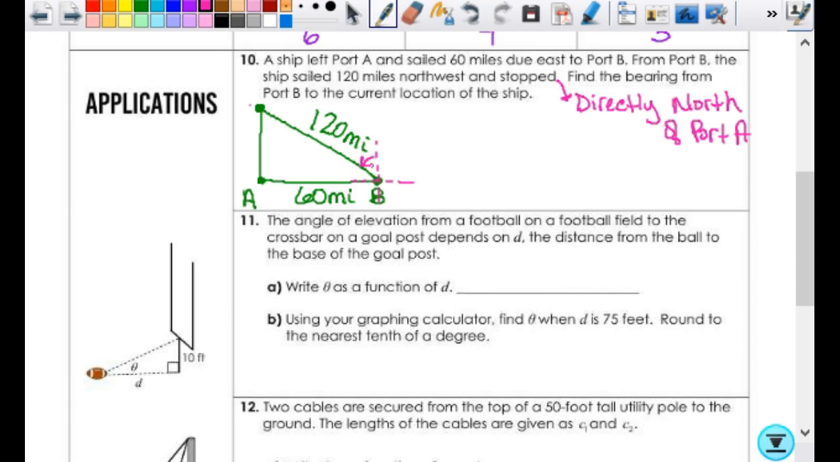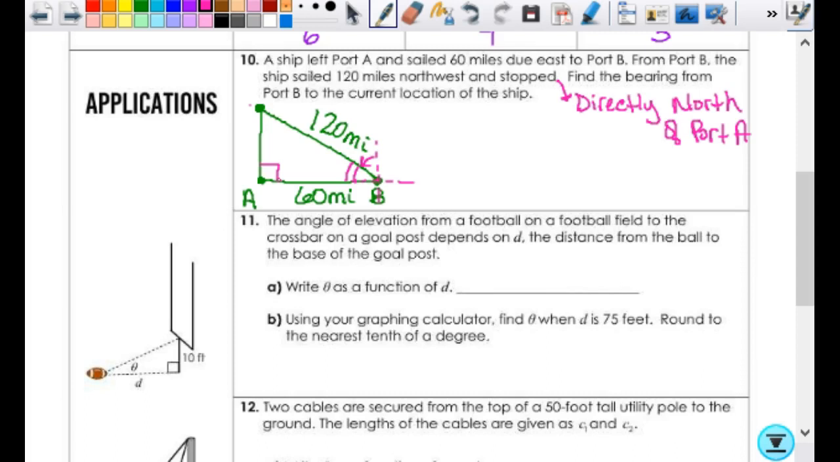So I want that angle. In the triangle, I can't find that directly, but could I find angle B in the triangle? Yes. Okay. So I can find this angle and then get what I need from there. All right, so tell me something you know about this triangle. It's a right triangle. Okay, it's a right triangle because we stopped directly north. Otherwise, it would be an assumption.